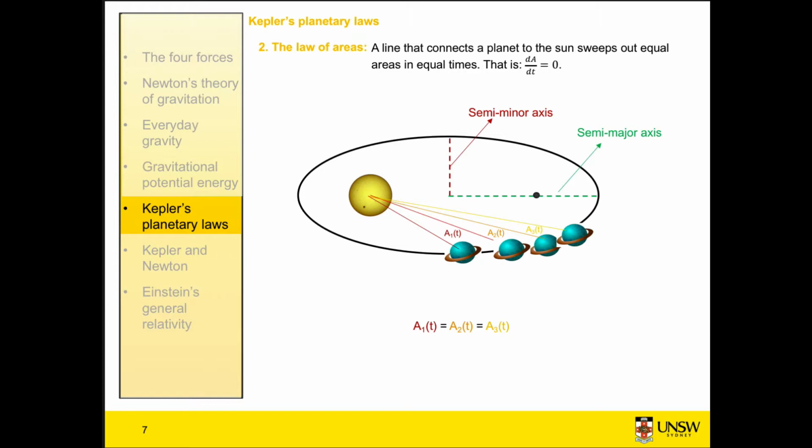If the area doesn't change with time, then the angle that the area makes with the sun in each sweep must change. So the rate at which the angle changes, or the angular speed of our planet, will be changing. It will be travelling fastest at the perihelion, when it's closest to the sun, and it will be travelling the slowest at the aphelion, when it's furthest away. And this law also allows us to investigate what happens to the angular momentum of the planet.